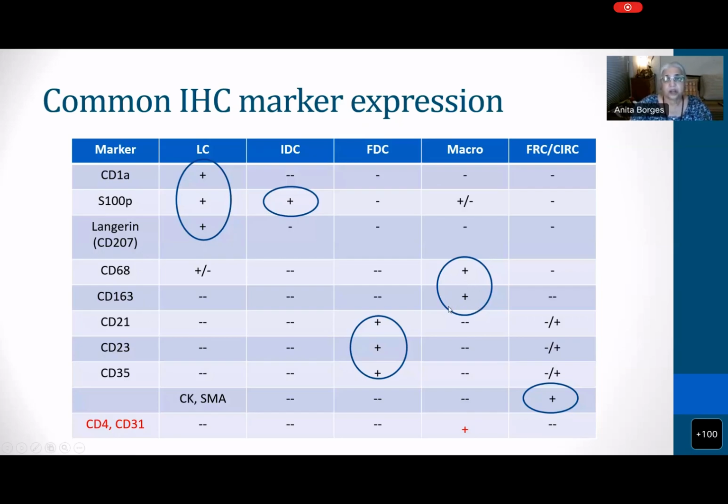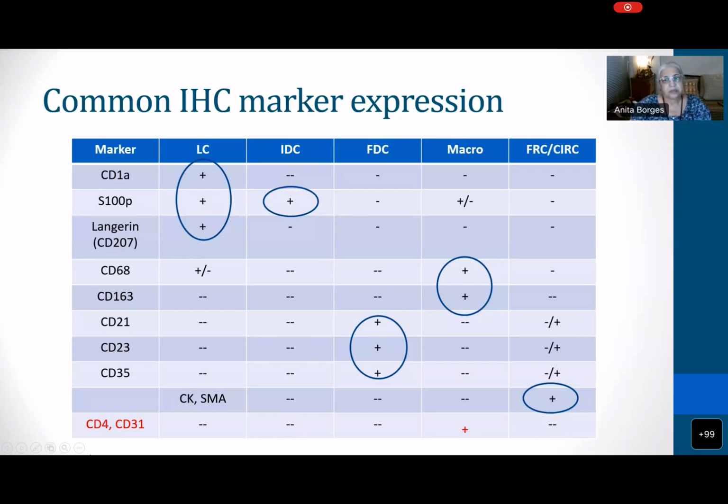CD163 is a good marker. It's very sensitive, but it's not as specific as CD68 if you're using the PGM1 antibody. Okay. CD21, 23, and 35 are the iconic markers for follicular dendritic cell tumors. Sometimes they may be expressed in the fibroblastic reticulum cell tumor. Now, CK and SMA, I'm sorry, this should have gone into this column, are often expressed in the fibroblastic reticulum cell tumor, and that's why it is often called the cytokeratin expressing reticulum cell tumor. And there are two markers over here, and I've put them in red, CD4 and CD31.